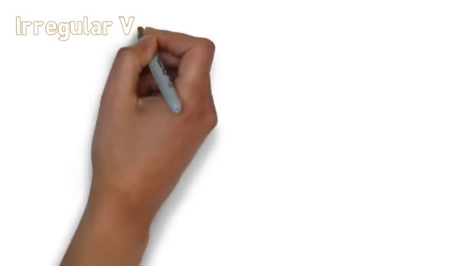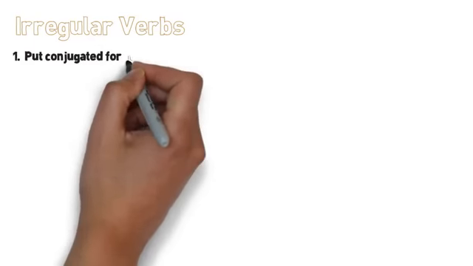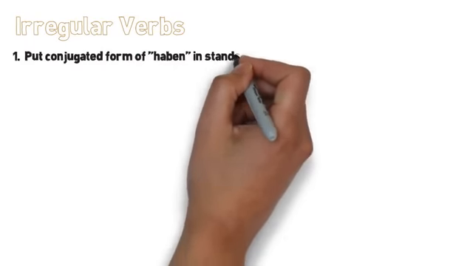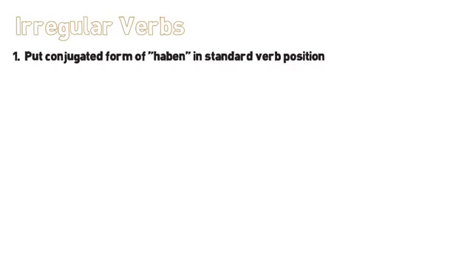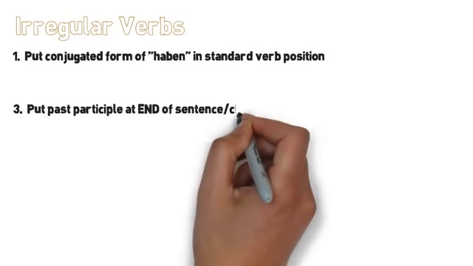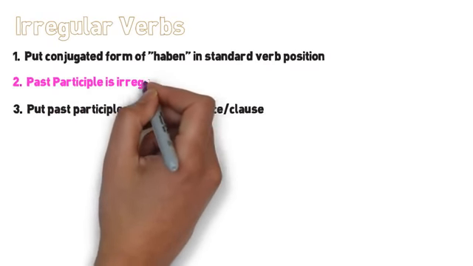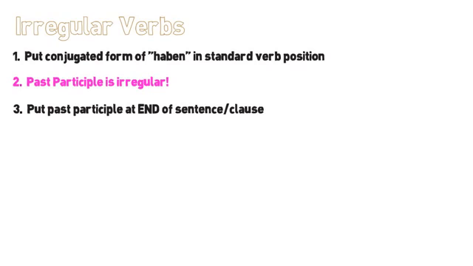As you recall, this pattern of adding a ge and t to the stem to create the participle works for regular verbs, but there are a lot of irregular verbs out there that you'll just plain need to memorize. The good news is that you'll still need a conjugated form of haben in standard verb position for most, but not all, of these irregular verbs. More on that in a couple more minutes. The other good news is that the past participle will still go at the end of the sentence or clause, regular or not. But the tricky part is that the past participle itself is irregular, meaning it doesn't follow a predictable pattern the way regular verbs do.